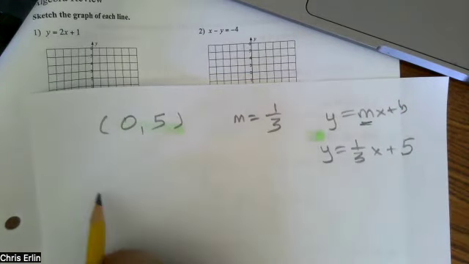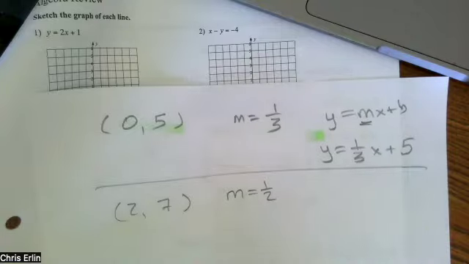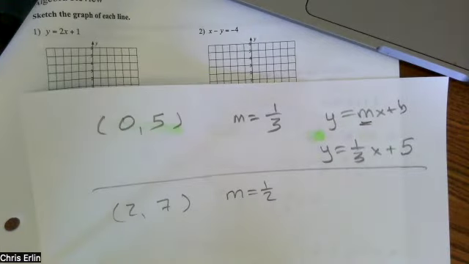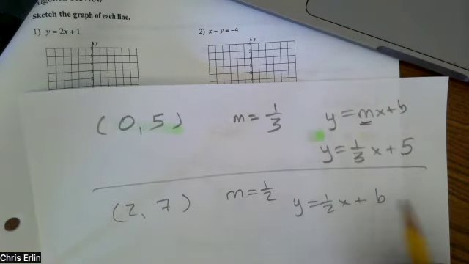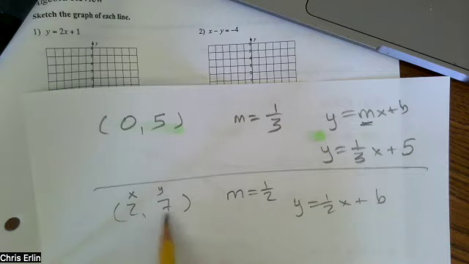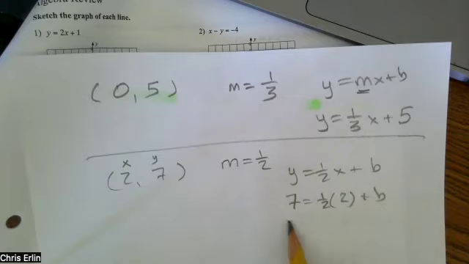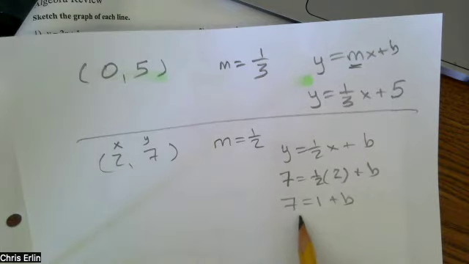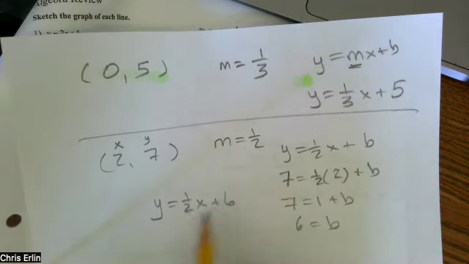What if I had given you a slope and a point that's not an intercept? Well, we could do it the same way. Y equals 1/2 x plus b. We don't know what b is this time, but we do know that 2 and 7 make an ordered pair such that x and y both satisfy this. So if I plug in a y value of 7 and an x value of 2, I can solve for b. 7 equals 1 plus b, subtract 1, 6 is equal to b. Therefore, my equation is y equals 1/2 x plus 6.